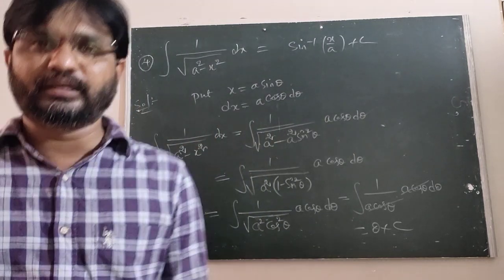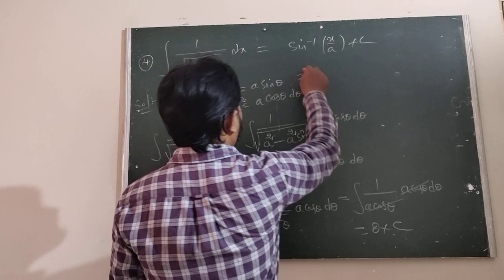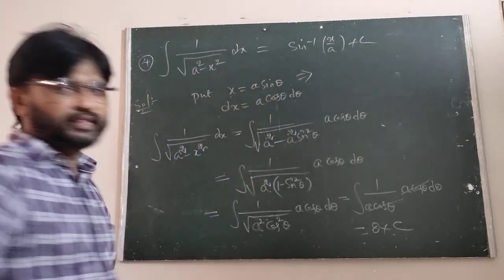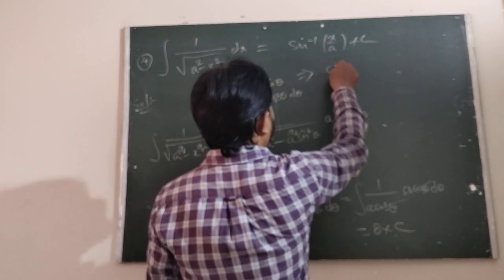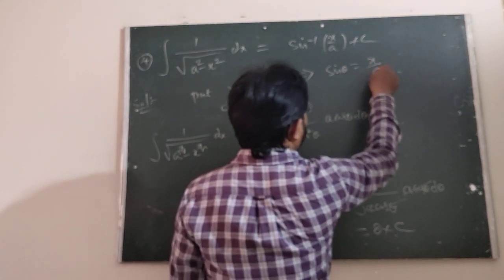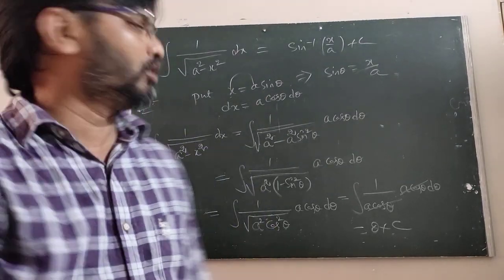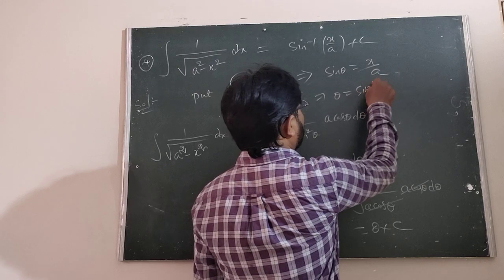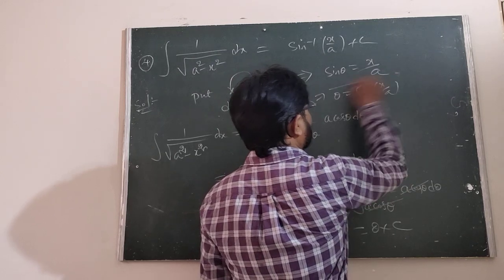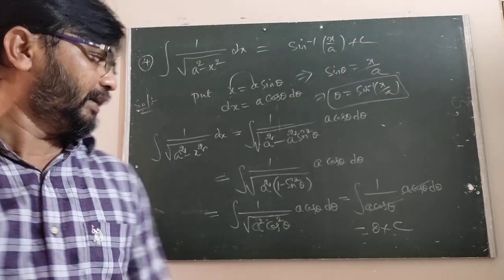Now we are looking for theta. How to find theta? Here we take x equal to a sin theta, and sending a to the other side, we get sin theta equal to x by a. Therefore, theta equals sin inverse of x by a. This is theta.